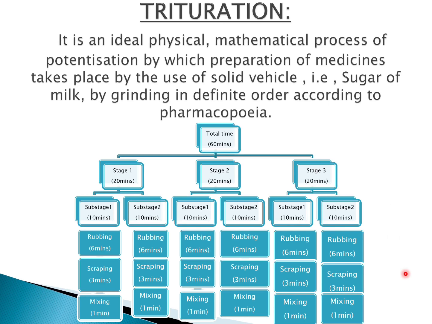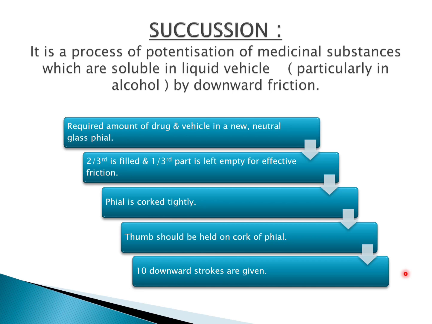And then succussion. Succussion is a process of potentization of medicinal substances which are soluble in liquid vehicles, particularly in alcohol, by downward friction. In the succussion process, the required amount of drug and vehicle is taken in a new neutral glass vial. In that glass vial, 2/3 is filled and 1/3 is left empty for effective friction. The vial is then corked tightly. The thumb should be held on the cork of the vial. Now give 10 downward strokes of equal strength and equal time. 10 downward strokes are given in decimal and centesimal scale, and 100 downward strokes are given in 50 millesimal scale.